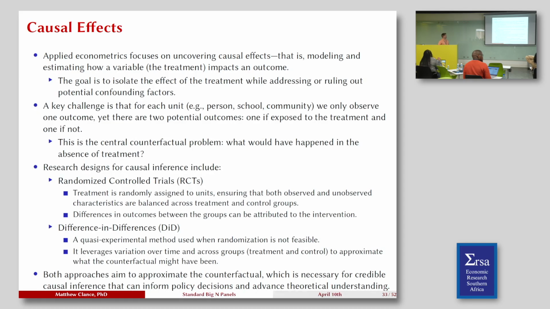Yeah. So in terms of what we've been doing so far, most applied econometricians, our focus, or the headache we always face, is trying to uncover a causal effect, or at least something that we hope is close to a causal effect. That is a model estimating how a variable, the treatment, impacts an outcome. Basically isolating the effect of the treatment while addressing or ruling out potential confounding factors. So the key challenge to most of this is that we only observe one outcome of two.